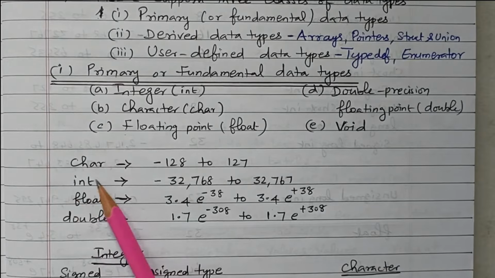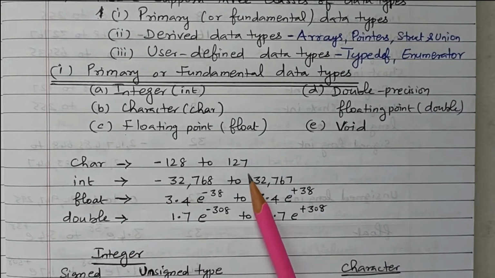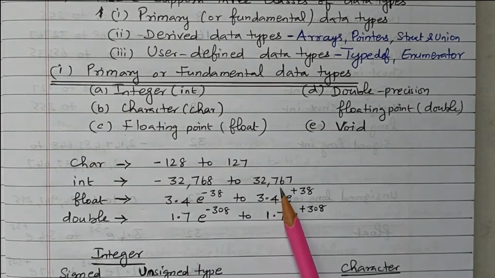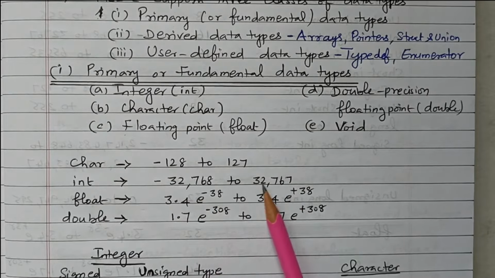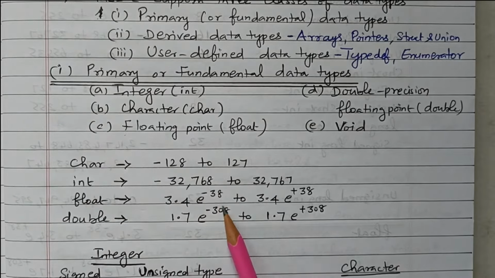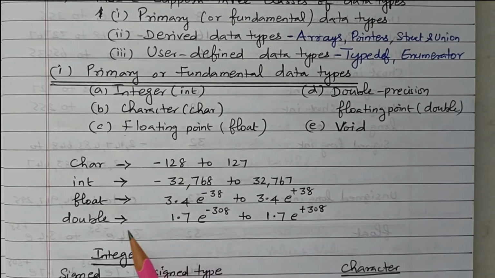The character ranges from -128 to +127. Integer means we can represent -32,768 to 32,767. In this range, if you want to represent the data, we can declare as integer. If you want to declare more than that, another type is available. We will see later in detail. This is the very basic 4 data types.